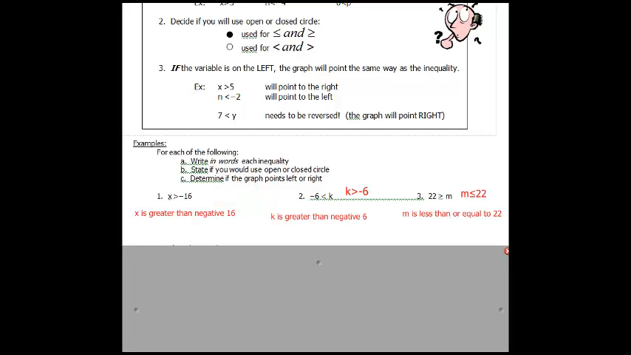For number 2, I actually switched the order to make it easier for me to understand and to graph. That would also be expressed verbally as k is greater than -6. Then I can draw an open circle and my arrow would point the same direction as my inequality, which is to the right. I did the same thing with number 3, so that states m is less than or equal to 22. That would be a closed circle heading to the left.